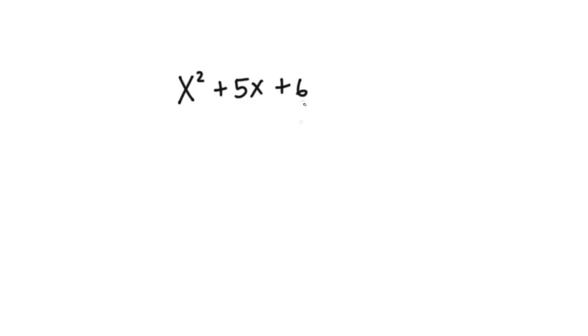So what you want to do is look at the last number, the 6, or the constant, and think of all the factors for 6. It could be 1, 6, or 2 and 3. Now the next thing you want to do is pick the one where you add up to 5. In this case, because you have a plus plus. So it has to be the 2 and the 3.